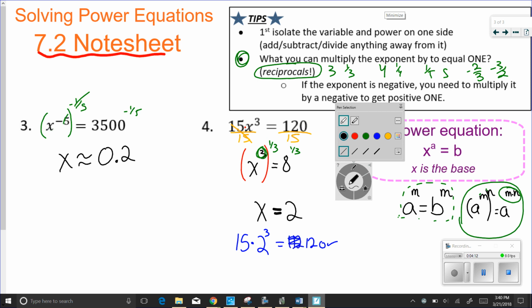Okay, if you're not getting the same answers as I'm getting in both of these, you might have an older style calculator. If you type in 3,500 and then your exponent button, if you don't see a little tiny box appear up here, your cursor does not go up there. When you type in -1/5, then you need to make sure that you put that in parentheses. So again, if you're not getting the same answer, put your exponent in parentheses. And this is how you solve a power equation.